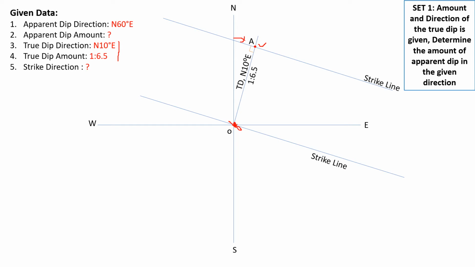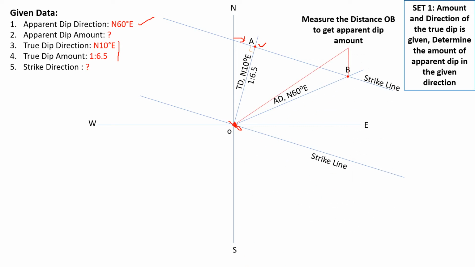Now let us plot the apparent dip direction as well, that is north 60 degrees east. I plotted it. Now I'll extend this line such that it cuts my strike line, and wherever there is a point of intersection, I'll name it point B. Now if I measure the distance OB, I'll get the apparent dip amount.